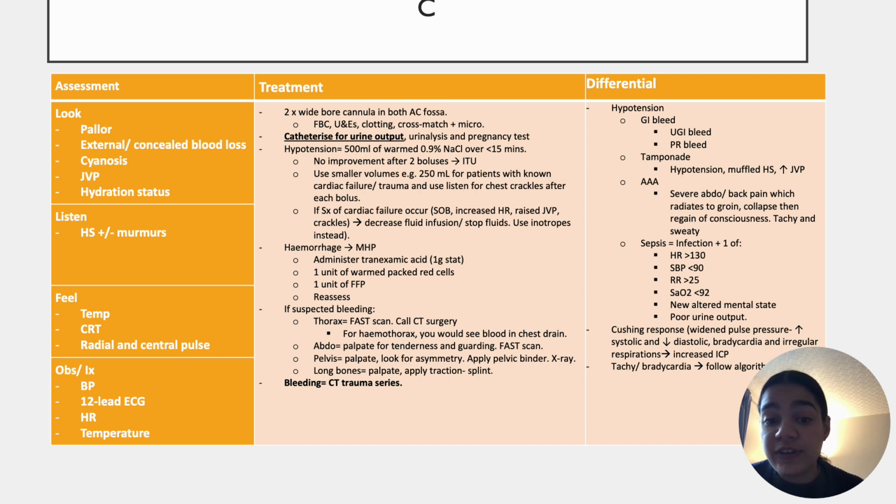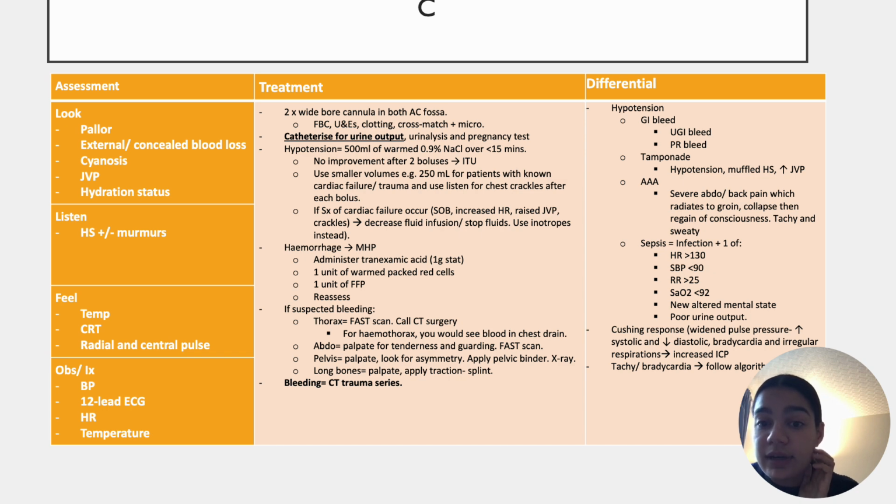You also want to feel the abdomen to see if there's any tenderness or guarding. You want to palpate the pelvis, looking for any asymmetry. If you're concerned about any bleeding around the pelvis, you can apply a pelvic binder. And you also want to palpate any long bones and apply a traction splint if you're concerned about bleeding from this point. If you're concerned about hemorrhage, you want to do a CT trauma series for these patients.